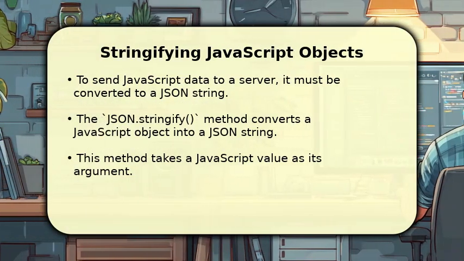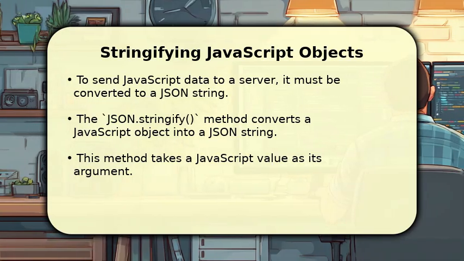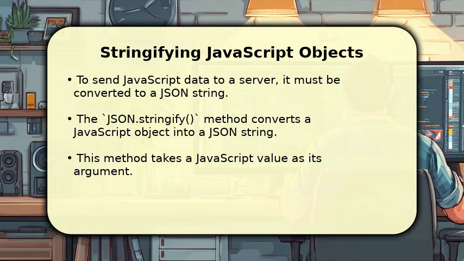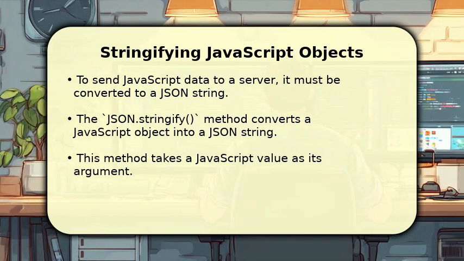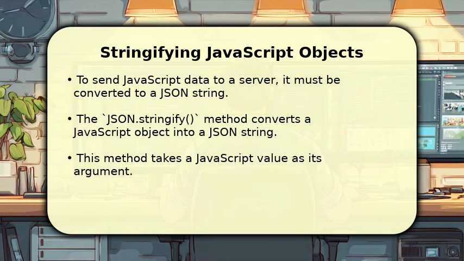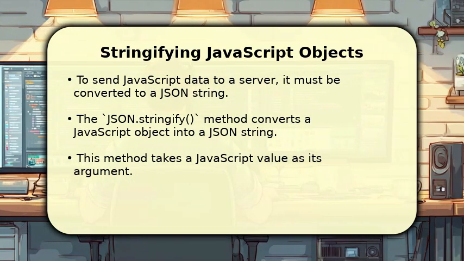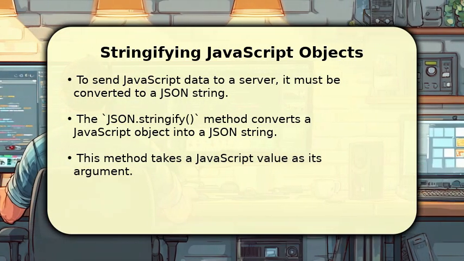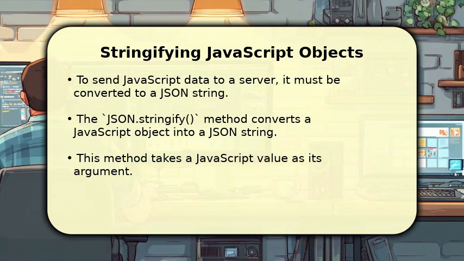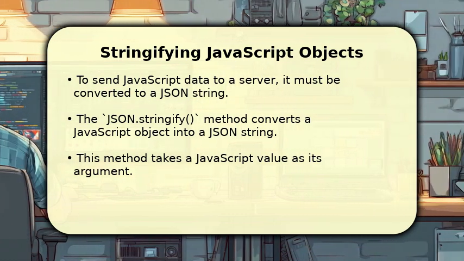Conversely, when you need to send JavaScript data, like user input or configuration settings, back to a server or store it, you'll need to convert your JavaScript object into a JSON string. This is where JSON.stringify comes in handy. It takes a JavaScript value, such as an object or array, and transforms it into a JSON formatted string. You can also specify optional arguments for formatting.